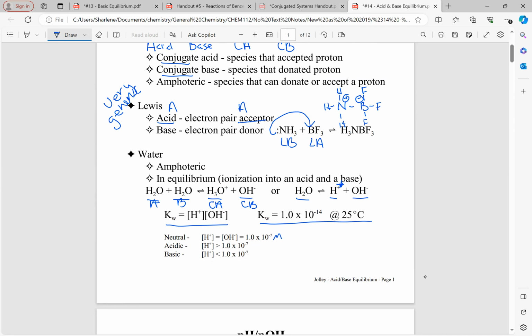Acidic means the protons are higher in concentration than the hydroxides. So that would be acidic, when the protons are more than, if you will, the hydroxides. So that's acidic. And this pH is going to come in useful when we start talking about this. And then basic would be the other way around.